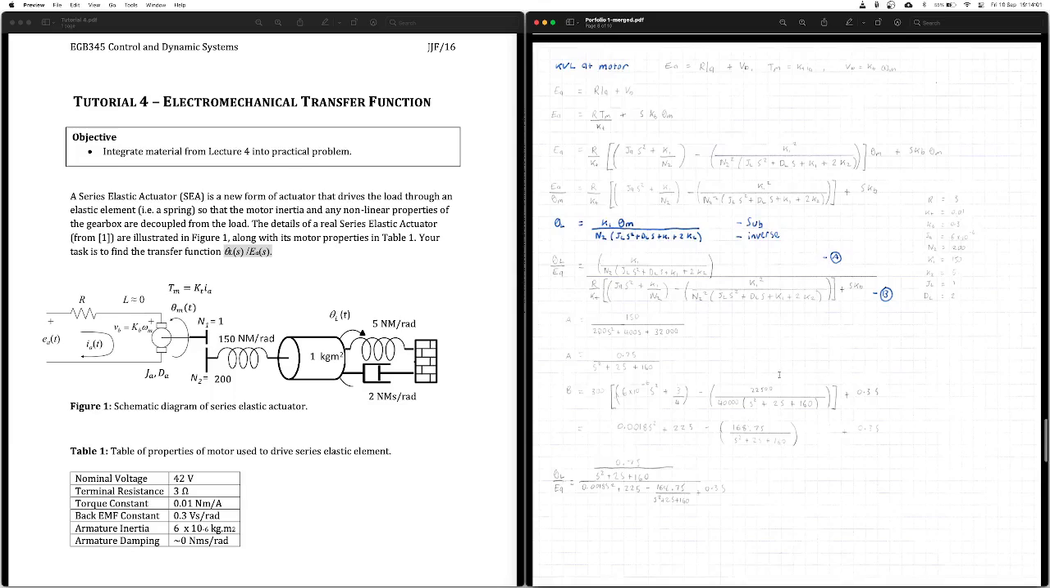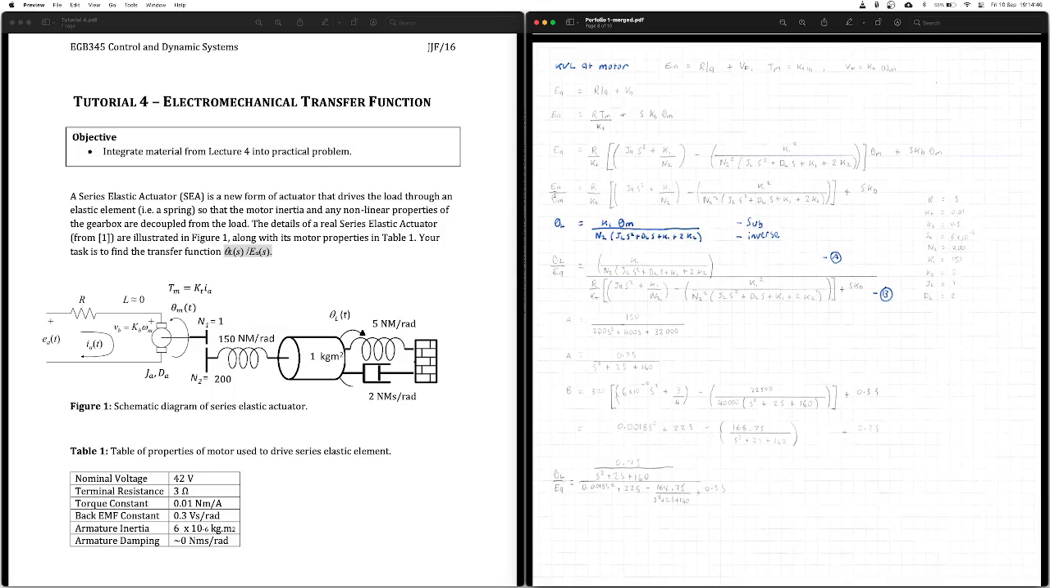The next step would be looking at the electrical side. We have these three equations. We're subbing these two equations into EA is equal to IA plus VB. And then we get this. Then we sub in Tm here to get this equation. And then we take out the theta m's and then divide both sides by theta m to get this transfer function here.